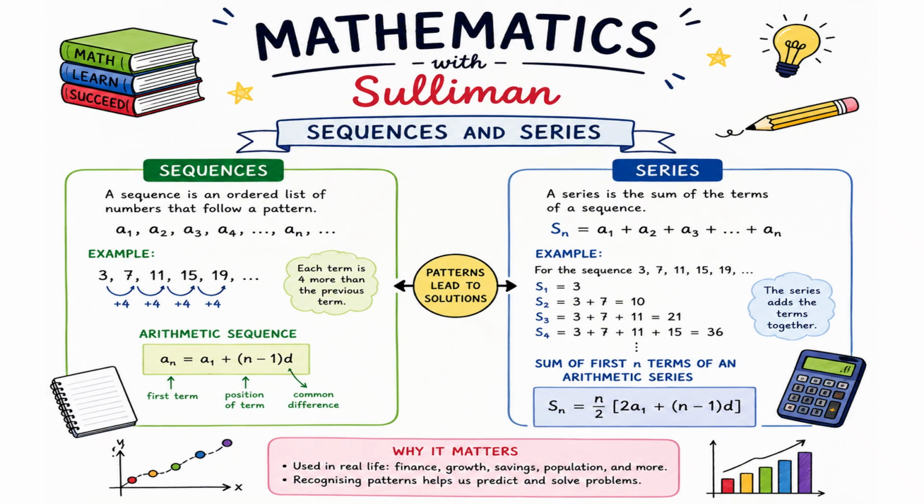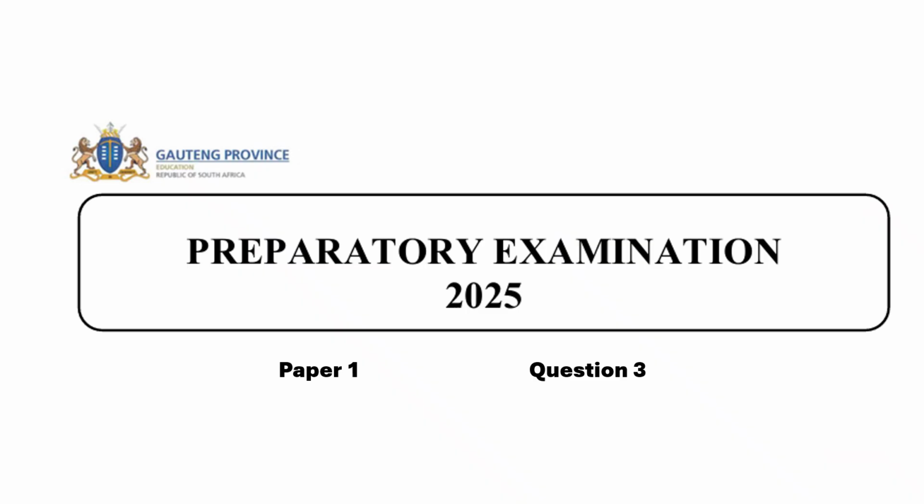This is now the third installment of the prelim paper of last year, 2025, for grade 12. And question 3 will deal with sequences and series. Preparatory Examination 2025 of Gauteng Province. And today's discussion will be paper 1, question 3 on sequence and series.